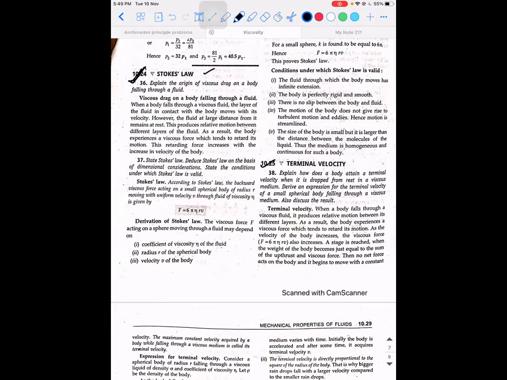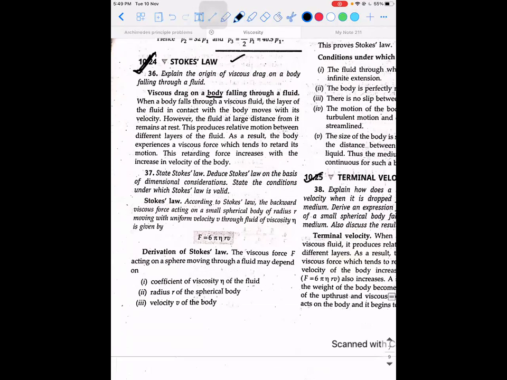In a similar way, if there is an object which is falling through a liquid, in the sense, the object is actually trying to move through the liquid. When it is trying to move through the liquid, it will experience a viscous drag. And Stokes' law mainly speaks about the viscous drag that is experienced by an object that is falling through a fluid. So let's read what it is.